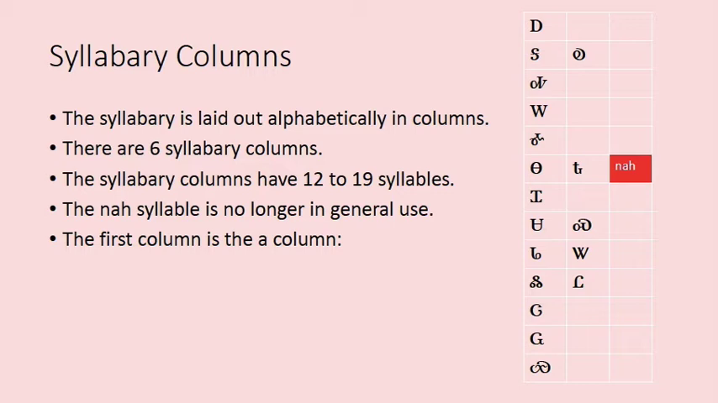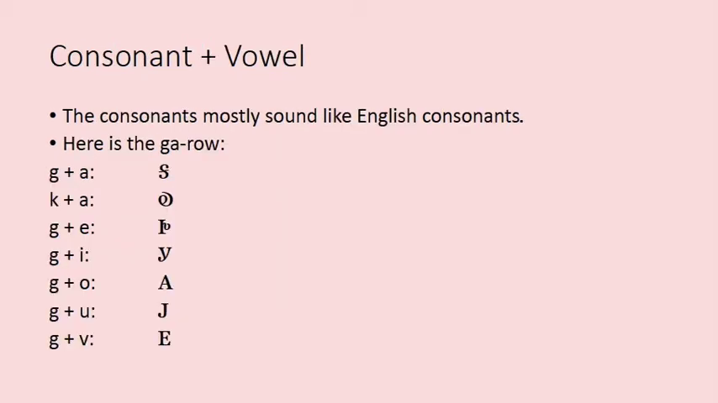The first column is the A column, and I guess I could run through it here. A, ga, ka, ha, la, ma, na, gua, sha, s, da, ta, tla, tsa, wa, ya. All sharing that ah sound all the way down the column.